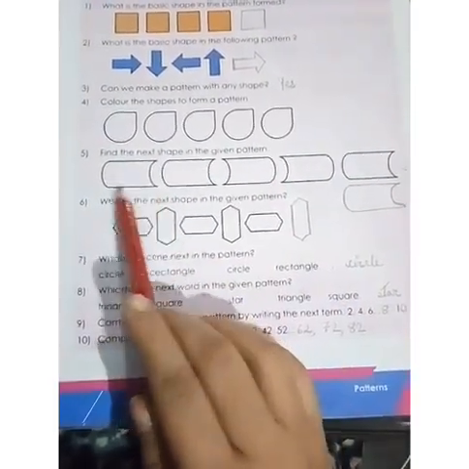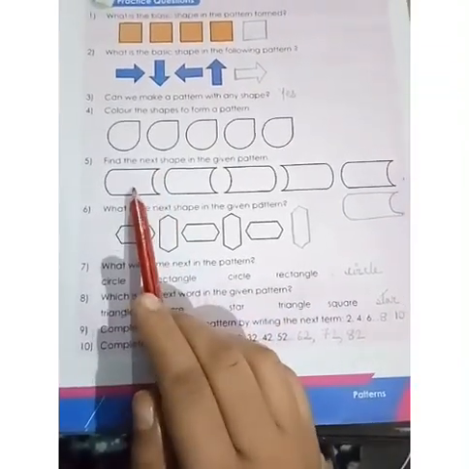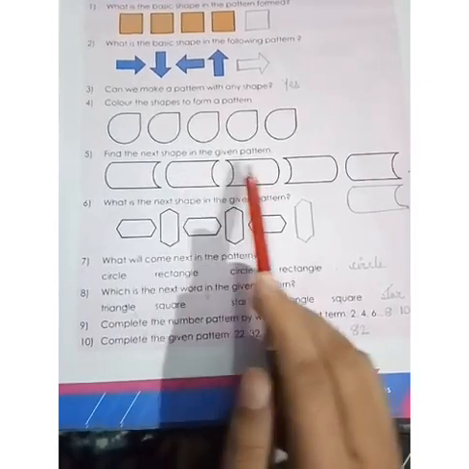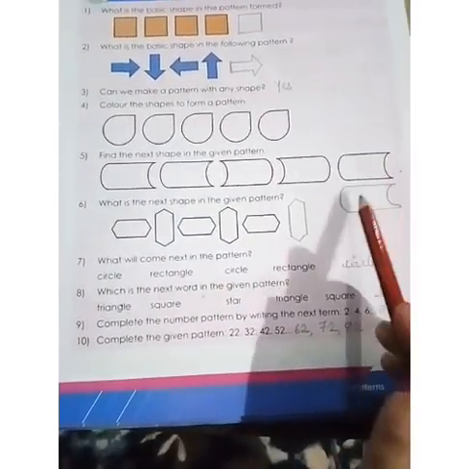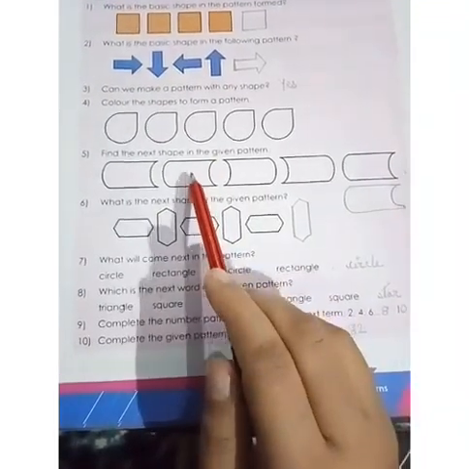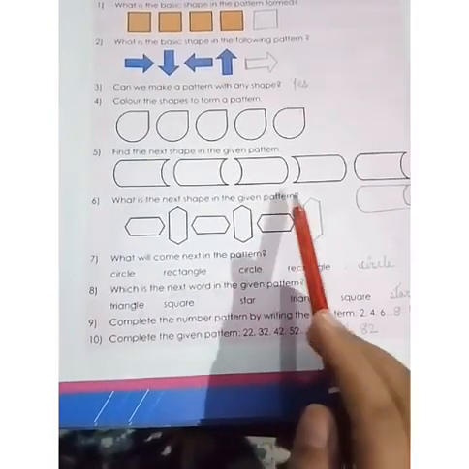It looks like a cylinder, but here a curve is given. This is pointing in this direction. Again these two are given in this direction, so again one is repeated. So what will come after this? We know this figure will come. So here, what is the next shape in the given pattern?